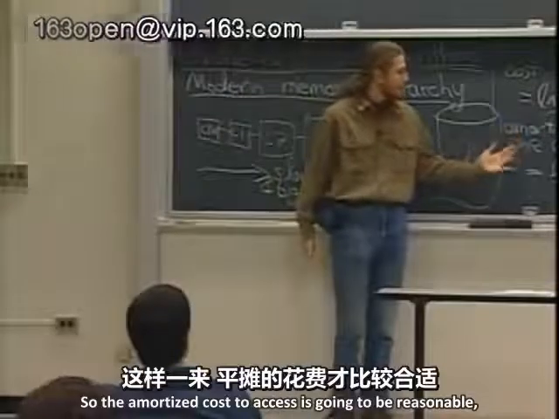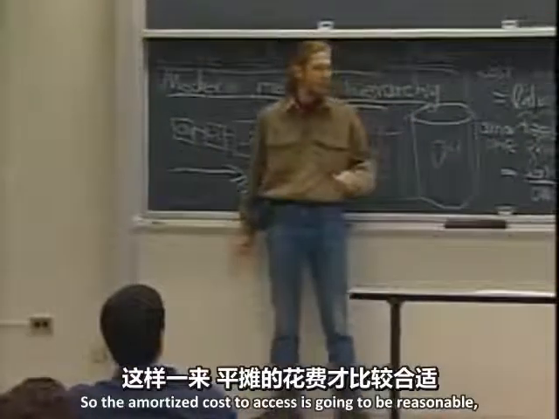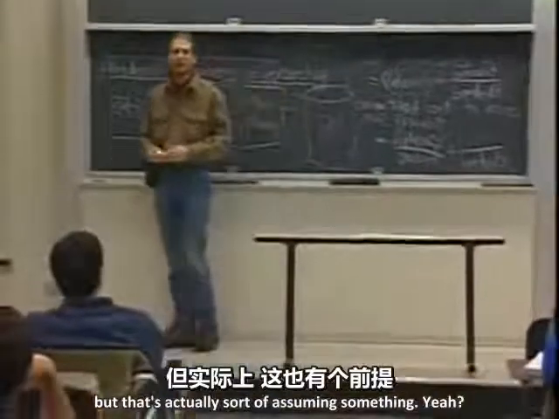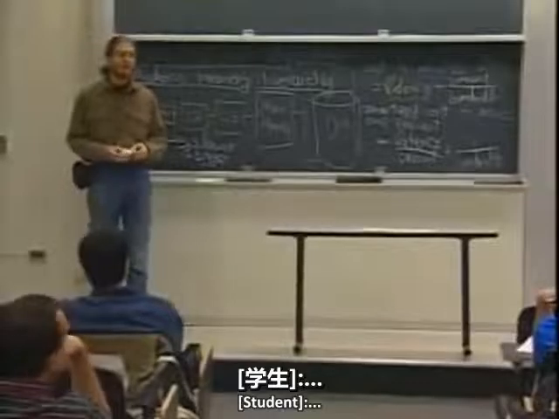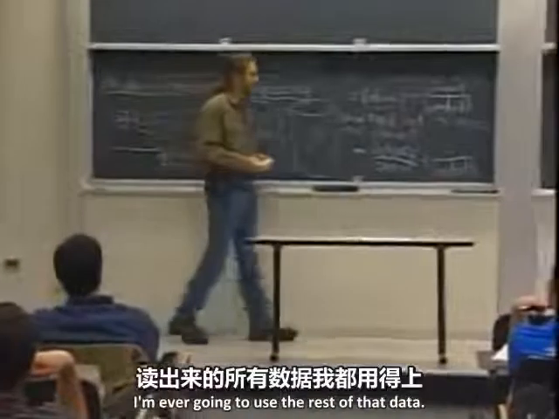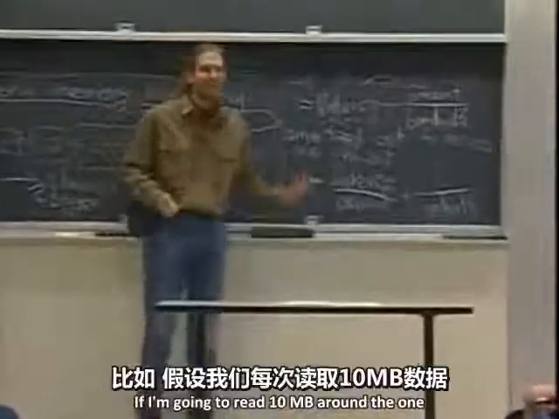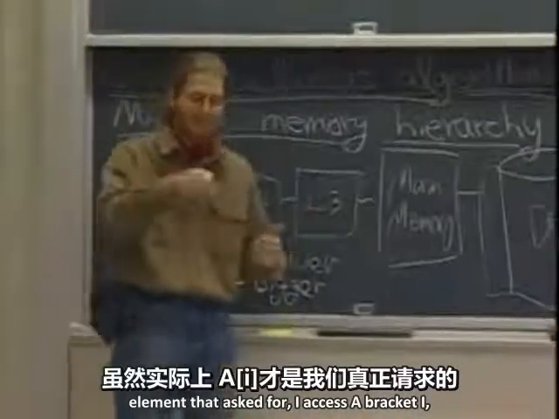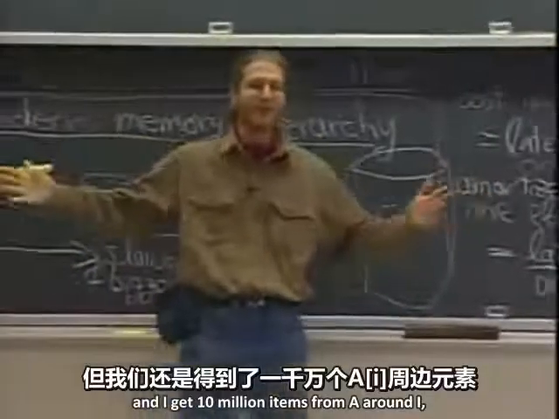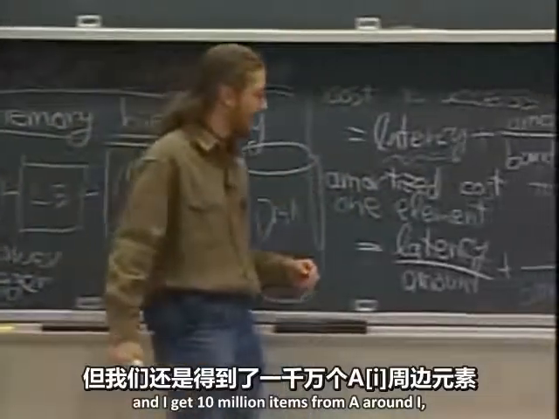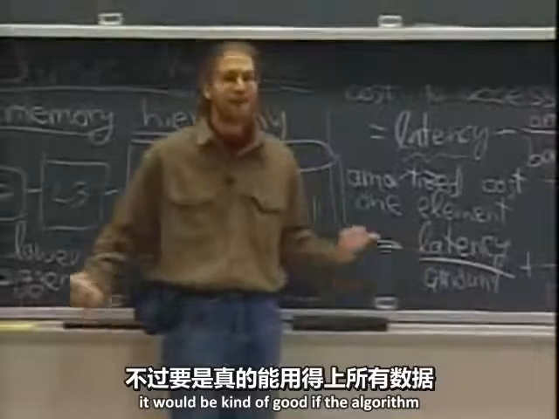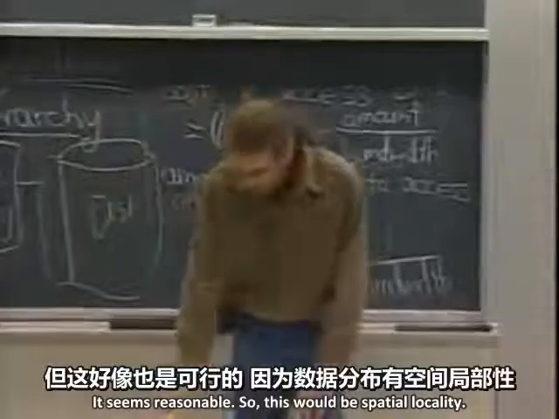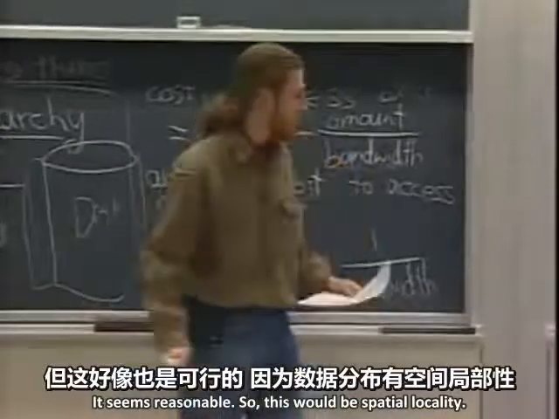Is there some... I said the amortized cost to access is going to be reasonable, but that actually is sort of assuming something. Yeah. Right. I'm assuming I'm ever going to use the rest of that data. I better, if I'm going to read 10 megabytes around the one element that I asked for, I access A[i], and I get 10 million items from A around i. It would be kind of good if the algorithm actually used that data for something. Seems reasonable. So this would be spatial locality.